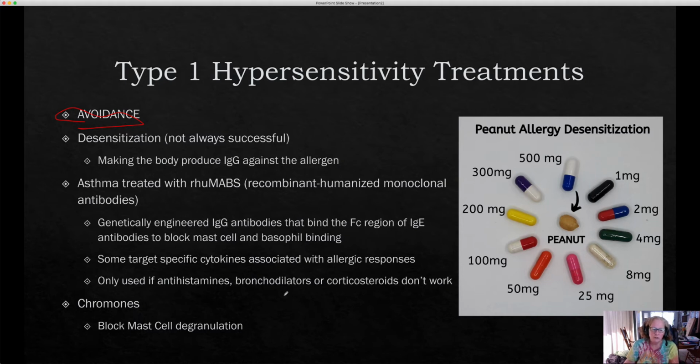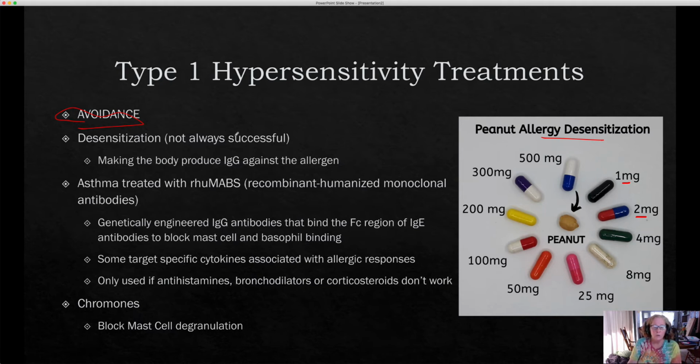Desensitization, this is a fairly new technique they've been using for about the past 15 years. The idea is to introduce the allergen to the body in really, really small, incredibly tiny doses, and then incrementally increase it. So here's a peanut allergy desensitization treatment, and they start out with 1 milligram, and then about 2 or 3 weeks later you take 2 milligrams. And so they're slowly reintroducing the body to this allergen with the hope that the body will develop some tolerance against it.